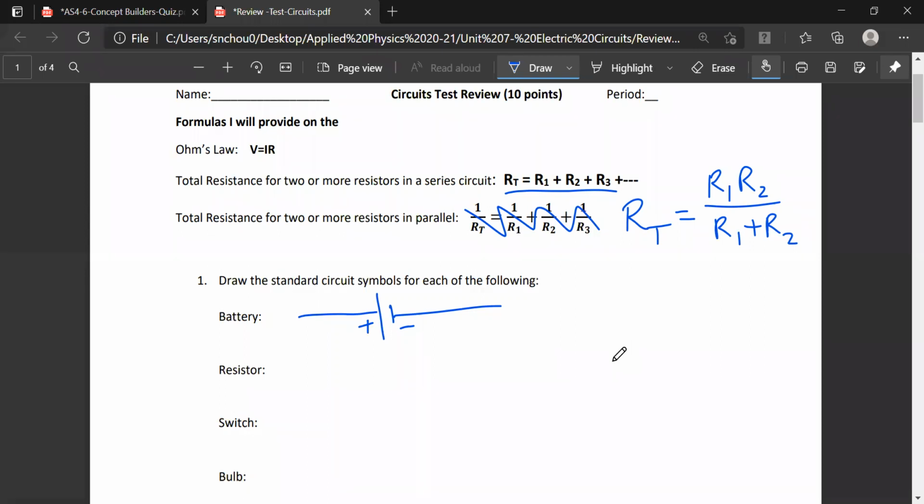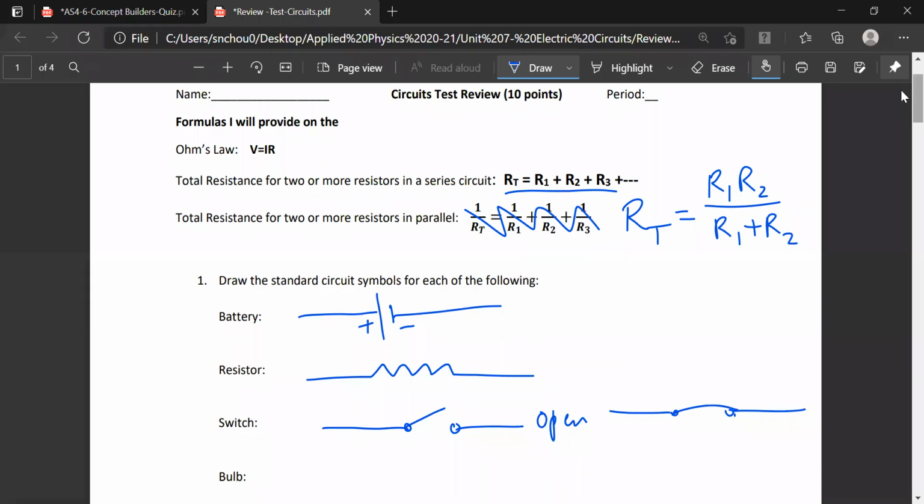A resistor has this. This is what a resistor looks like in a circuit, okay? A switch, an open switch looks like this. That's open. But if it was closed, you simply have it like this.